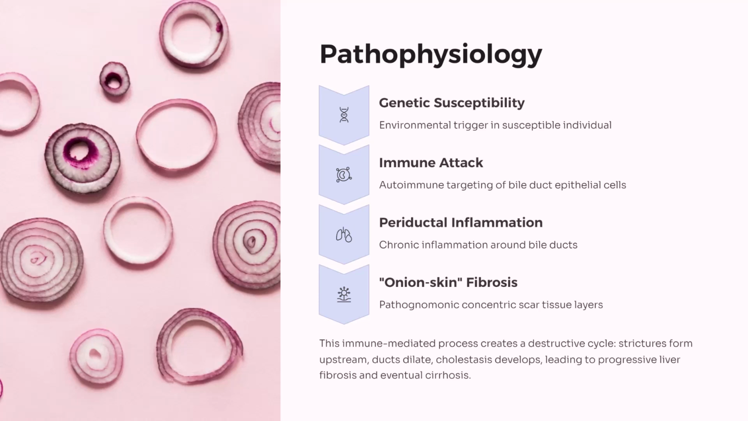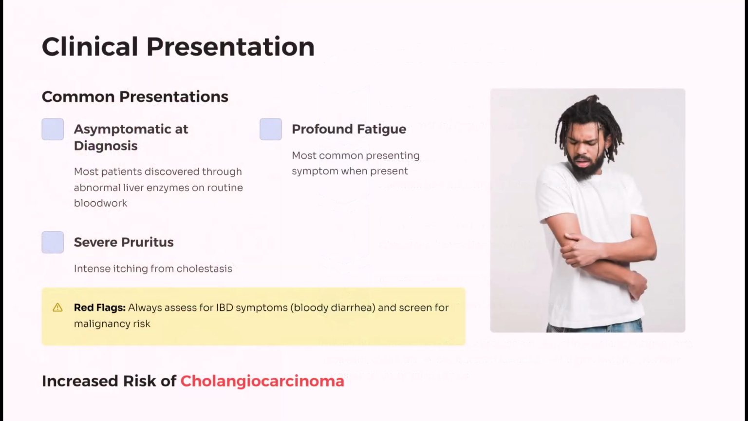This fibrosis causes the bile ducts to narrow and form strictures. Upstream from these blockages, the ducts dilate. This cycle of damage leads to cholestasis, or impaired bile flow, which ultimately causes progressive liver fibrosis, cirrhosis, and liver failure. How will these patients present?